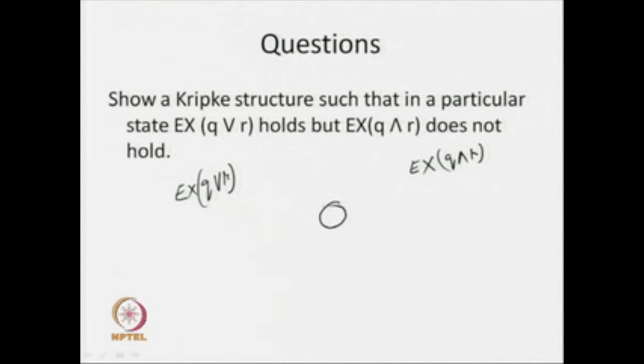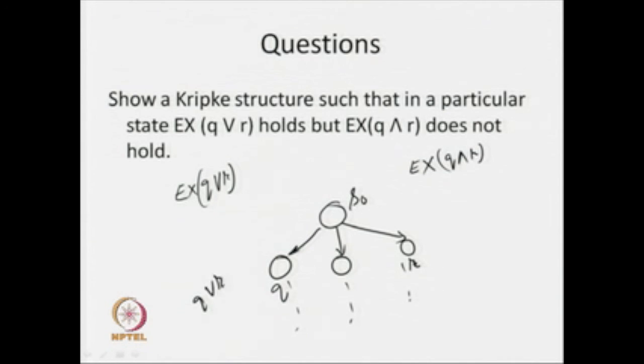So, this is very simple. Say this is the state S0. Since it is the next state, we have to look for one particular next state only. If I say that it is labeled with q and it is labeled with r, then what will happen? There exists a path in the next state where q or r holds. Since q is true over here, q or r is also true over here. So at least we are getting one state.